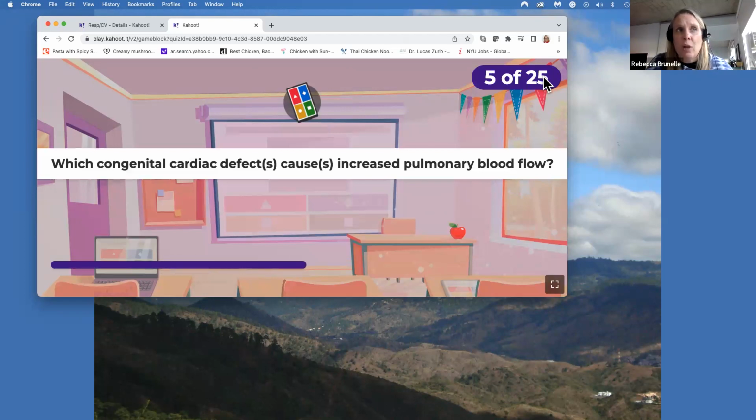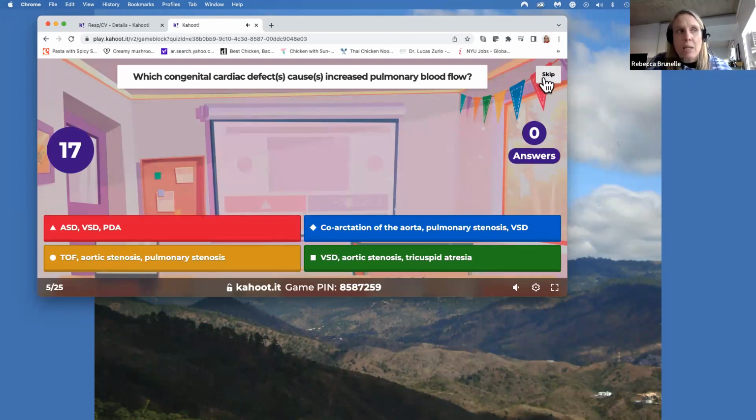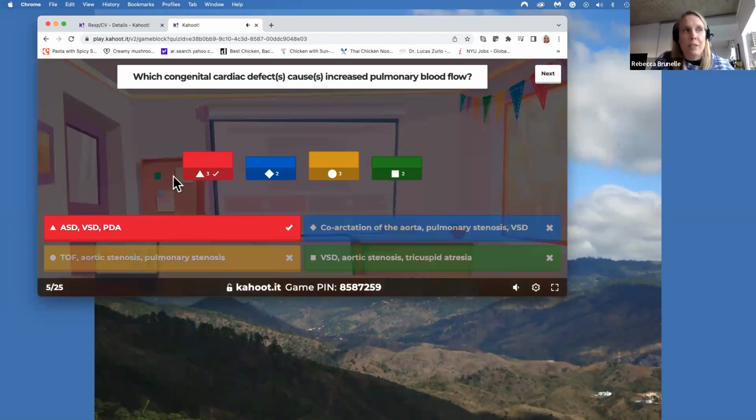So which congenital cardiac defects cause increased pulmonary blood flow? ASD, VSD, PDA; tetralogy of Fallot, aortic stenosis, pulmonary stenosis; coarctation of the aorta, pulmonary stenosis, VSD; or VSD, aortic stenosis, tricuspid atresia. All right, so it's this one here, the red one: ASD, VSD, PDA. These all have a left to right shunt and they cause increased pulmonary blood flow. This is something that you definitely need to remember and be able to pick out. These 3 defects are associated with increased pulmonary blood flow.